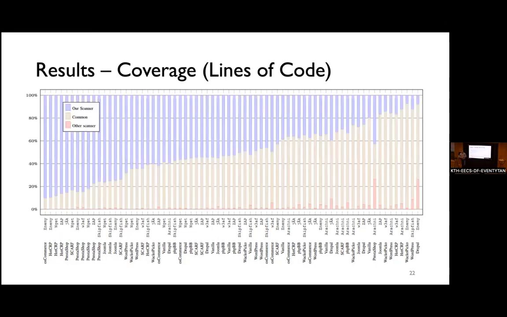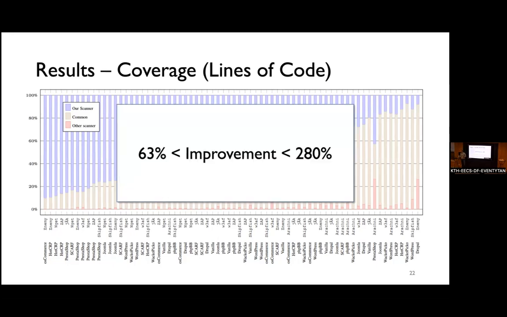So with that, we get a quite nice picture. All the blue stuff you see here is unique to Black Widow. So only we can cover those lines of code. It's largely dominating the others. And on average, it's an improvement from 63 up to 180%. So clearly we can see much more of the web application. What we are measuring here is lines of code on server side. This is the interesting part because that's where the vulnerabilities are.